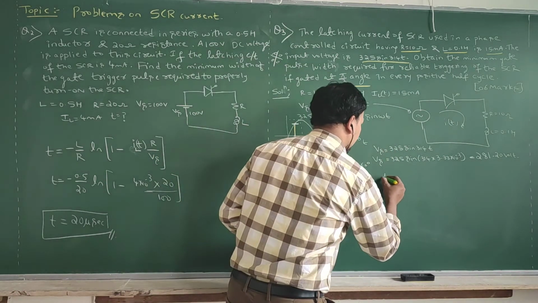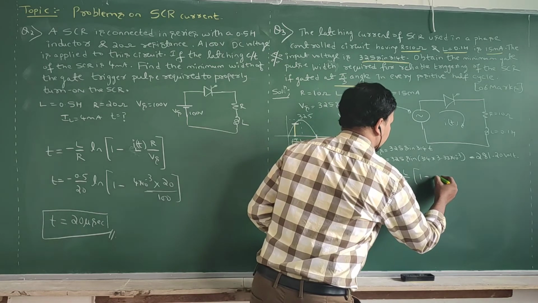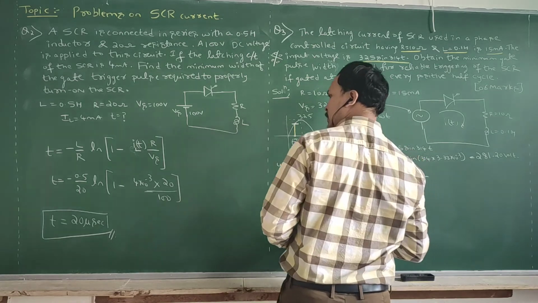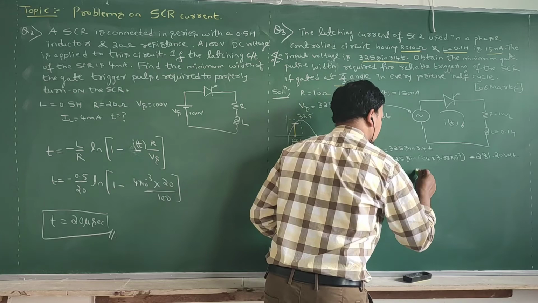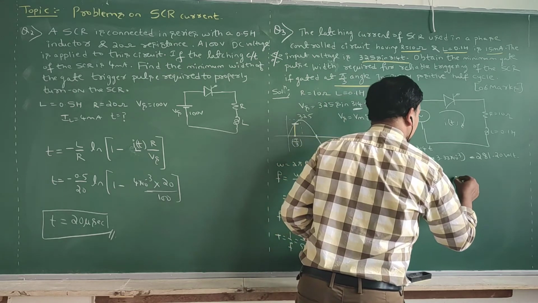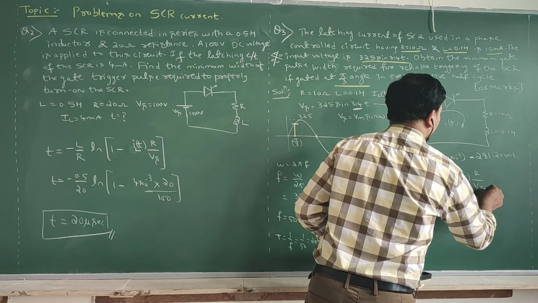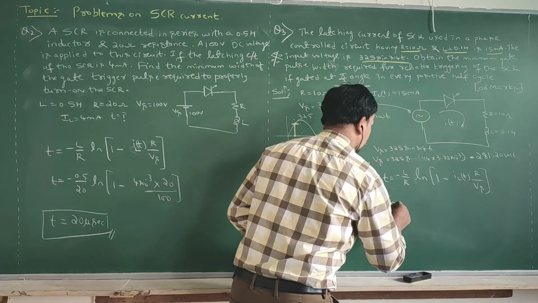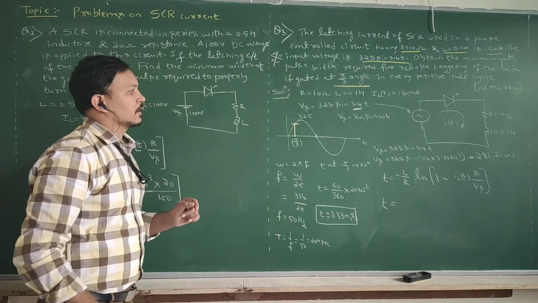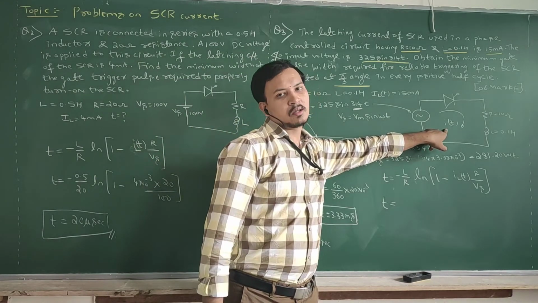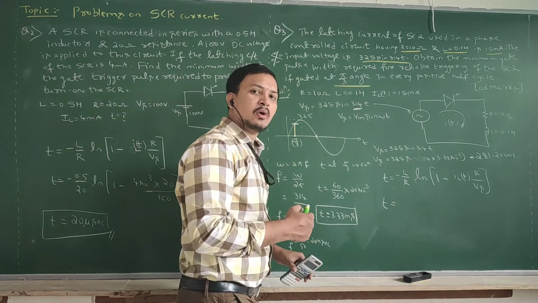Now straight away we can take the formula t is equal to minus L by R, within the bracket Ln into 1 minus IL of t into R by Vs. See, to trigger the SCR means obviously your circuit current, your I of t, should be equal to the latching current. Therefore, I am writing I of t is equal to IL of t.